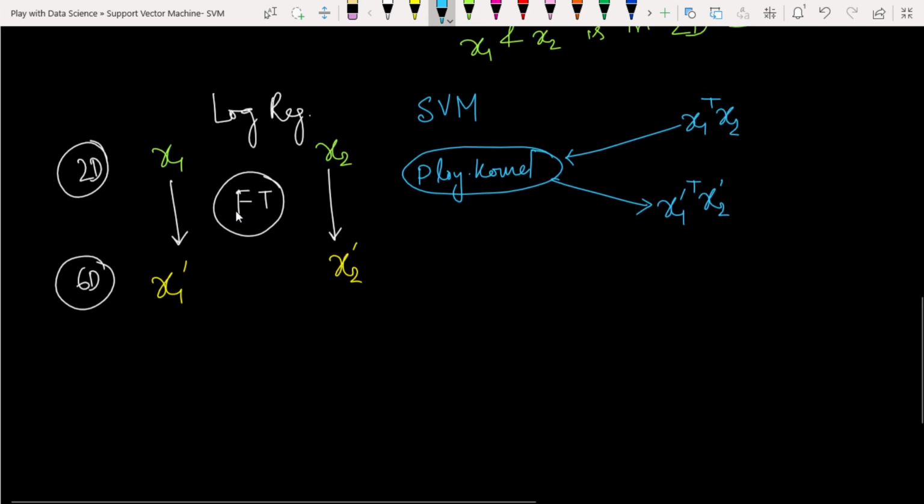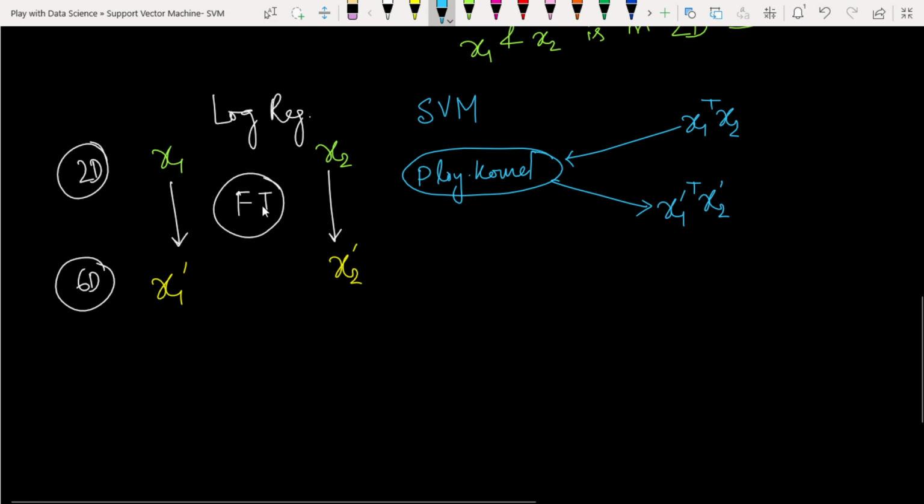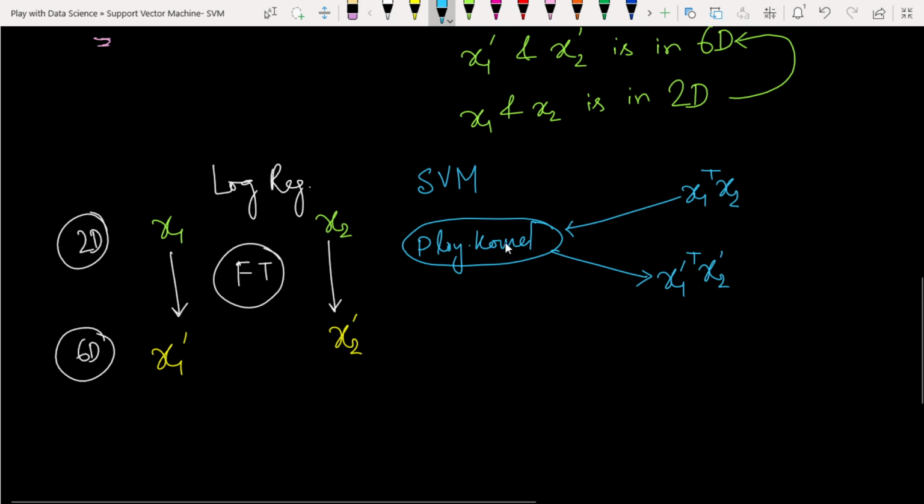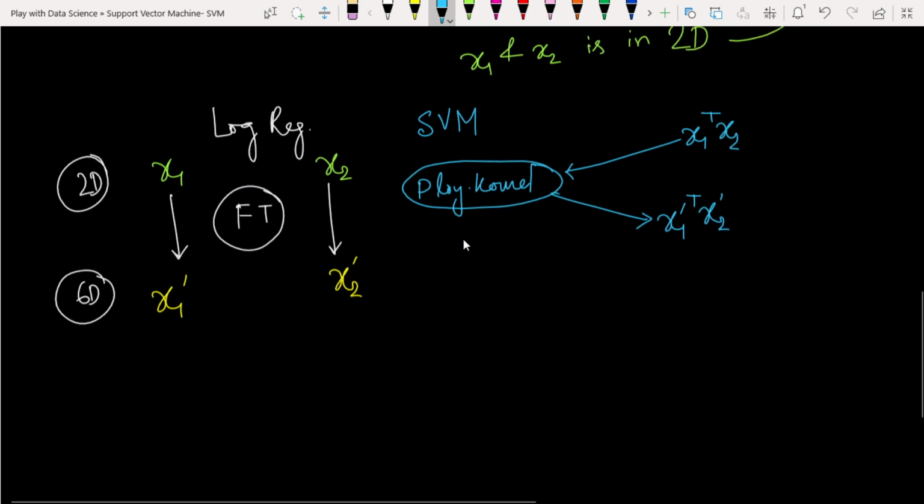If you just compare these two things, the polynomial kernelization trick and logistic regression, the kernelization and the feature transformation in logistic regression are both the same kind of thing. In logistic regression we are doing the same thing in an explicit way, but in SVM we are doing the same thing in an implicit way.